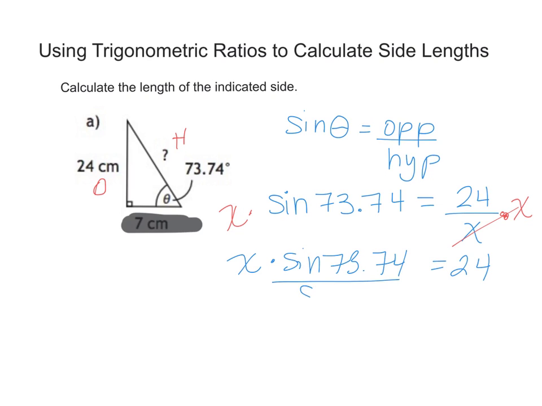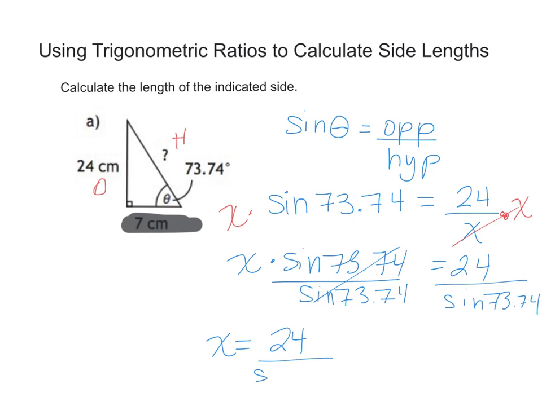So then I'm going to divide by sine 73.74. Divide by sine 73.74. This is basic algebra, which we're going to work a lot on this year, but not yet. Right now, it's basically just a number of steps that you follow. I'm not going to give you anything different than this, but what ends up happening is the sine 73.74 is gone from there, and we get X equals 24 divided by sine 73.74.